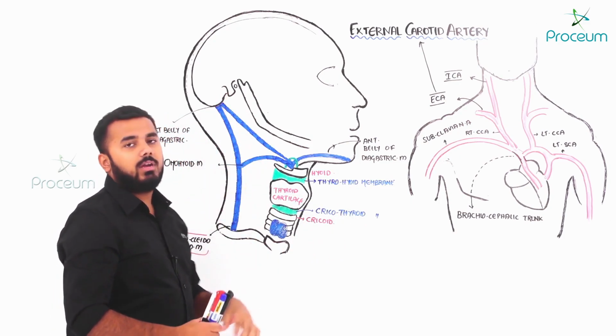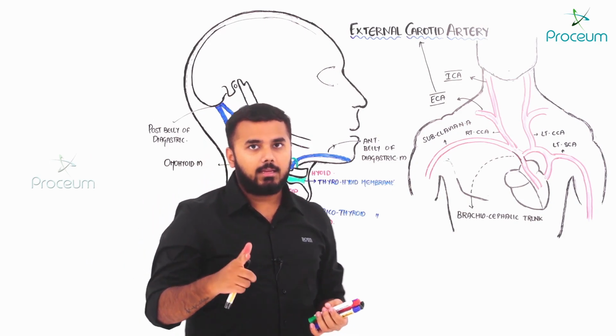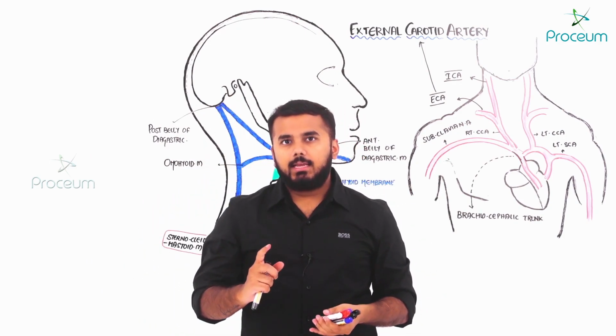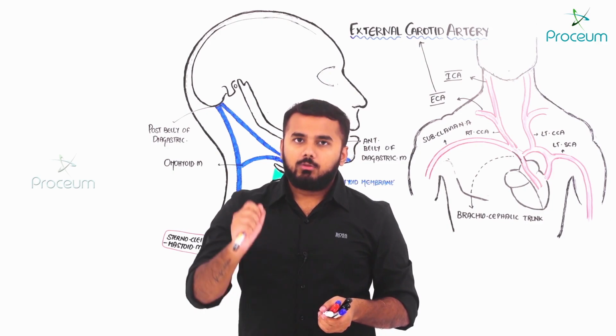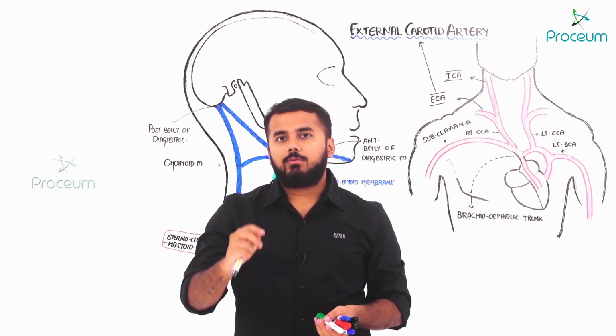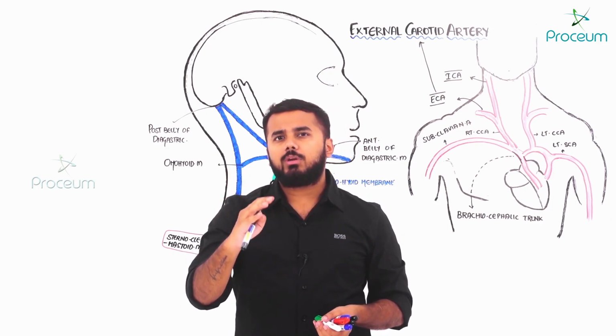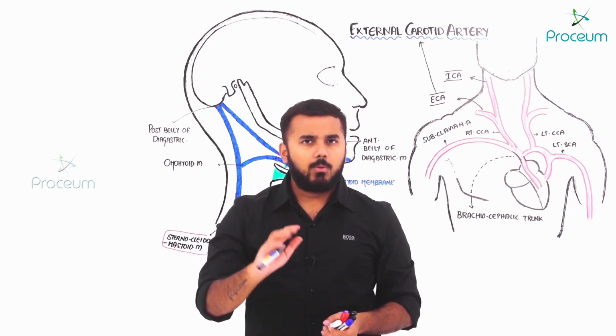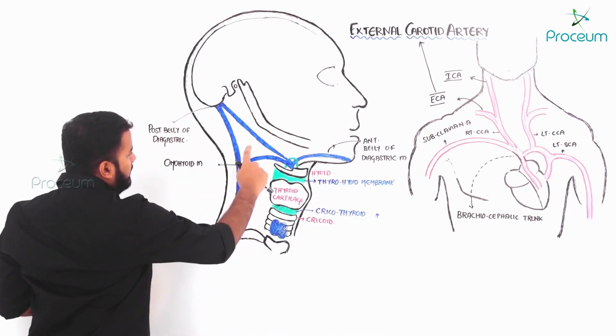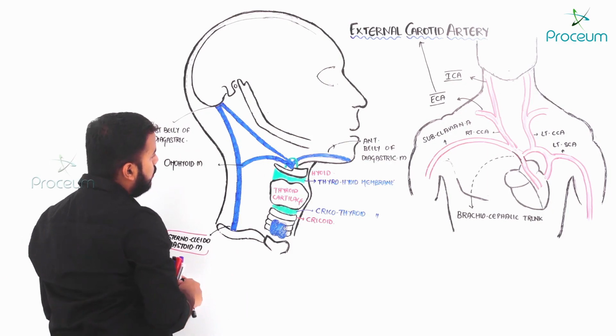So you name this triangle the carotid triangle. Now the examiner will ask you, what are the borders of the carotid triangle? What are the borders of the carotid triangle, guys? If this is a carotid triangle, you should know the borders.